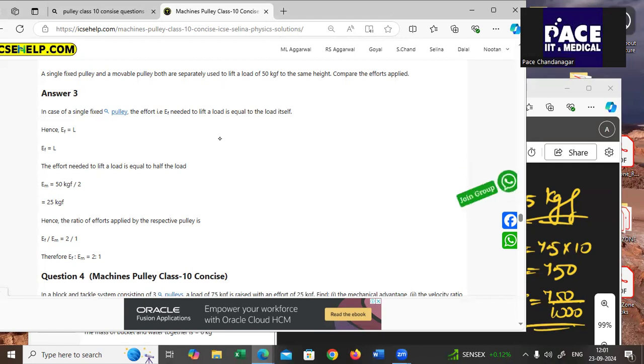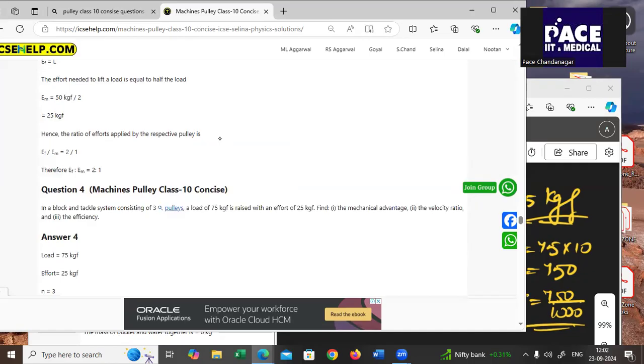Separately use it to lift 50 kg to the same height, compare the efforts. So if it is 50 kgf, and if it is a movable pulley, effort will be 50 by 2, right? So in a movable pulley, only half of the load is the effort we need. So it is a force multiplier, we can say. Therefore, 25 kgf is enough for the effort. When we apply only 25 kgf, your 50 kgf load will be lifted up. And your ratio also will be 2:1 here.